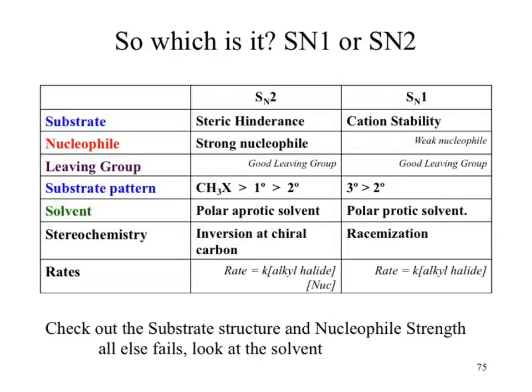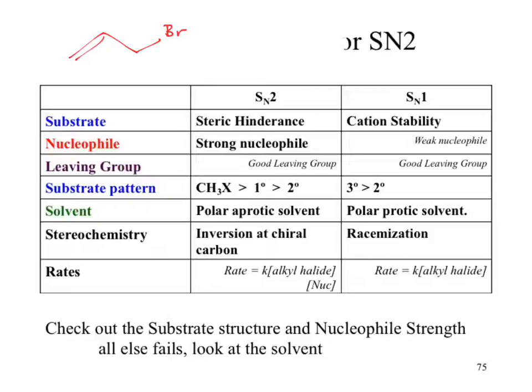I added this extra substrate pattern thing. I'm actually starting to get tempted to remove it, because students will immediately go through and say, well, only tertiary or secondary, and they'll ignore everything else. What do I mean by ignore? We look at this structure up at the top. Can you see that up there? Good. What do you think of that substrate? It's primary, so you might say SN2.